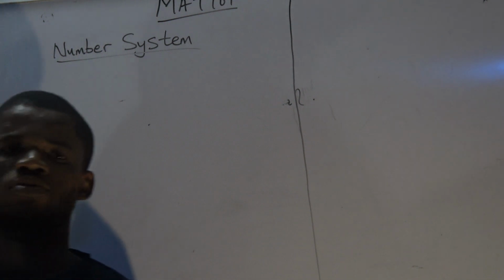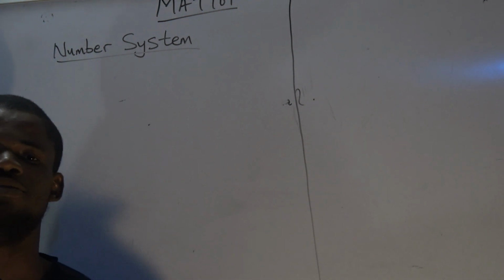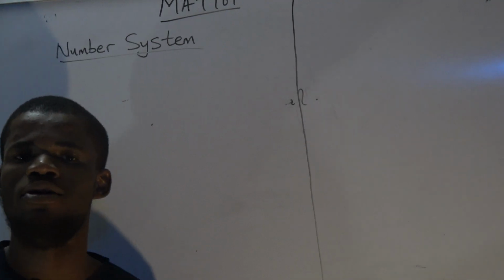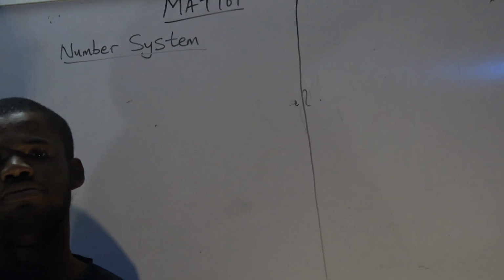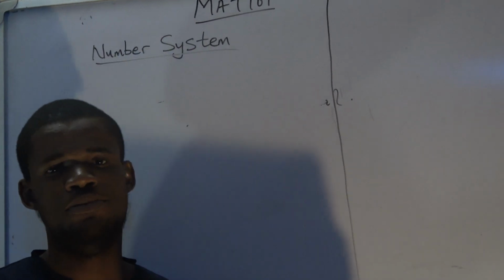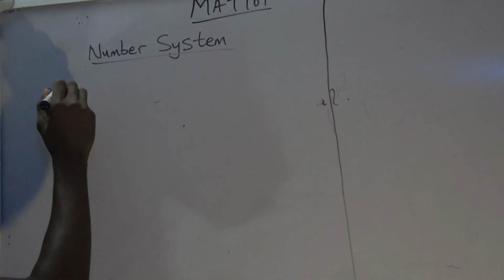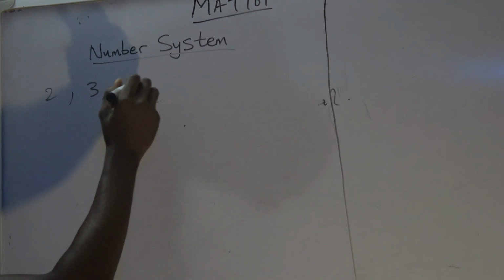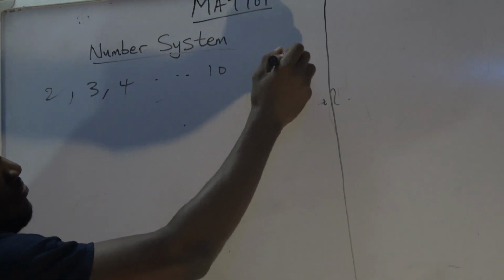Okay, today we are going to discuss number systems. When you hear number system, you're basically talking about conversion of numbers from one base to another. We have several bases, like base 2, base 3, base 4, then base 10, and then base 16.